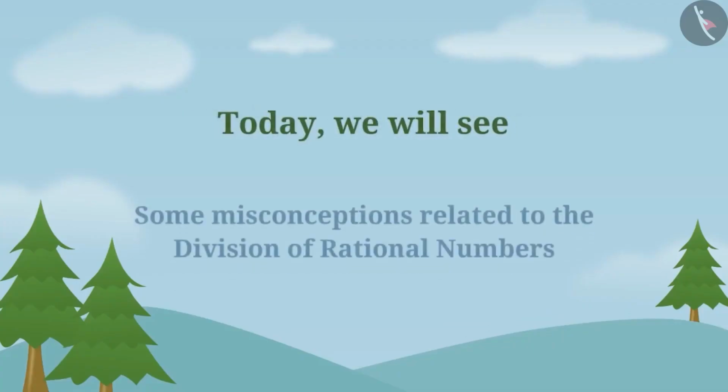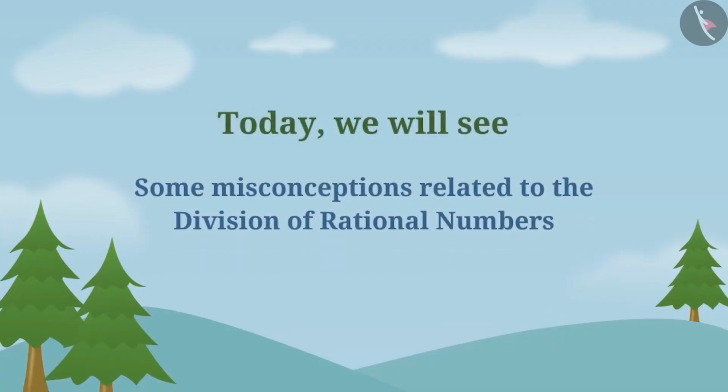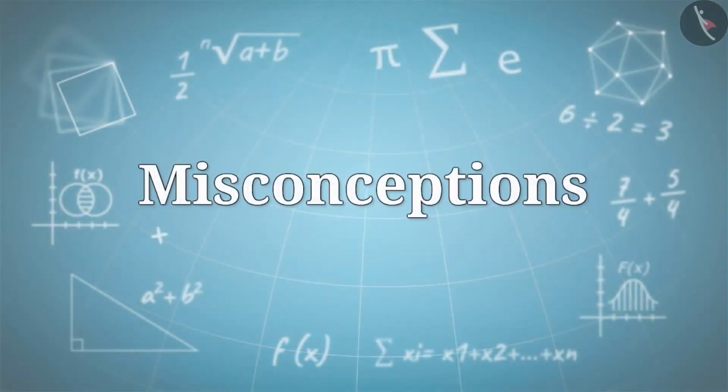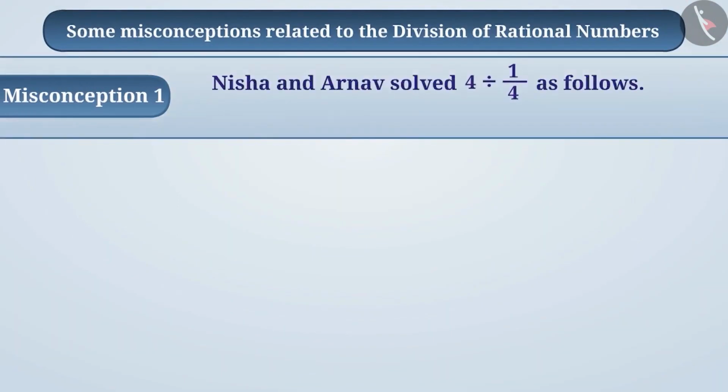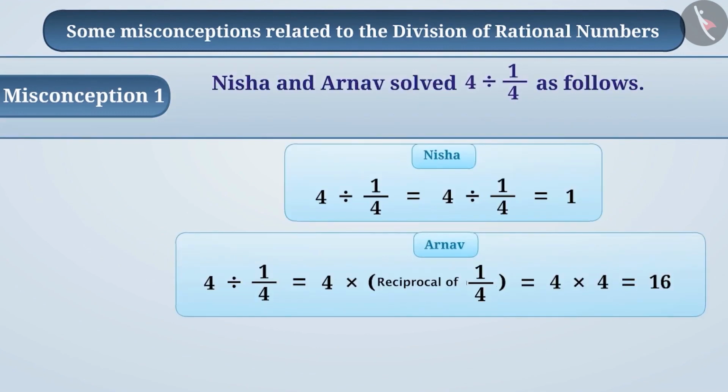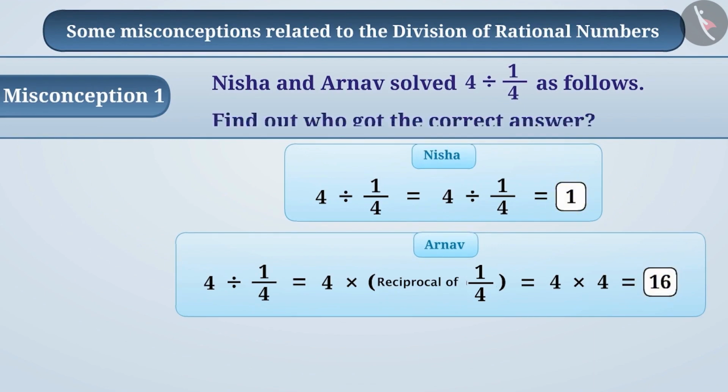Today, we will see some misconceptions related to the division of rational numbers. Misconception 1. Nisha and Arnav solved 4 divided by 1 by 4 in the following way. Nisha got the result 1 and Arnav got the result 16. Find out who got it correct.